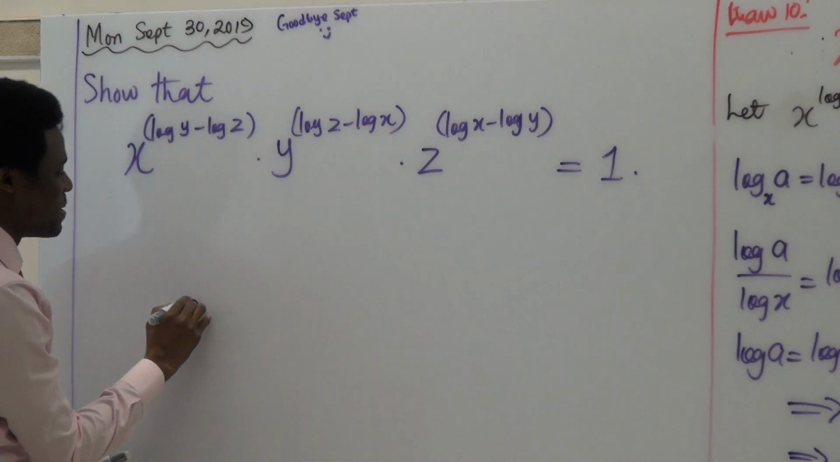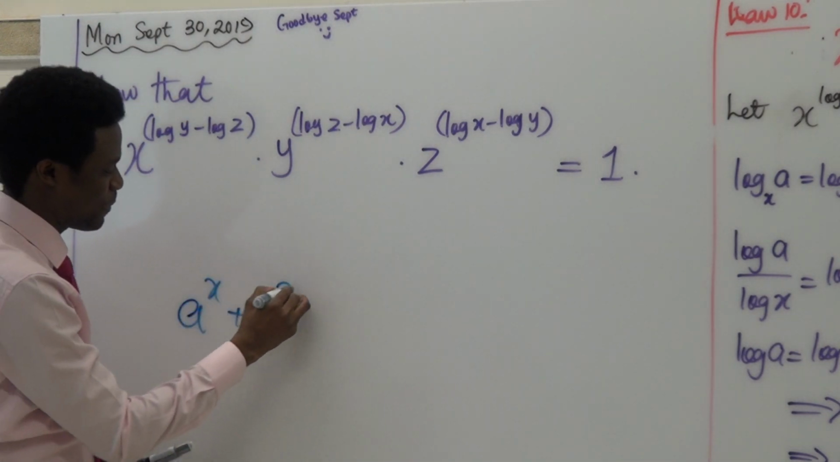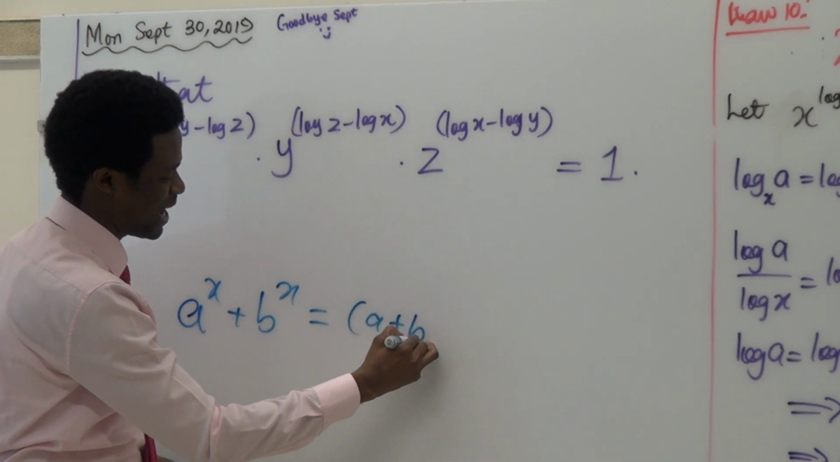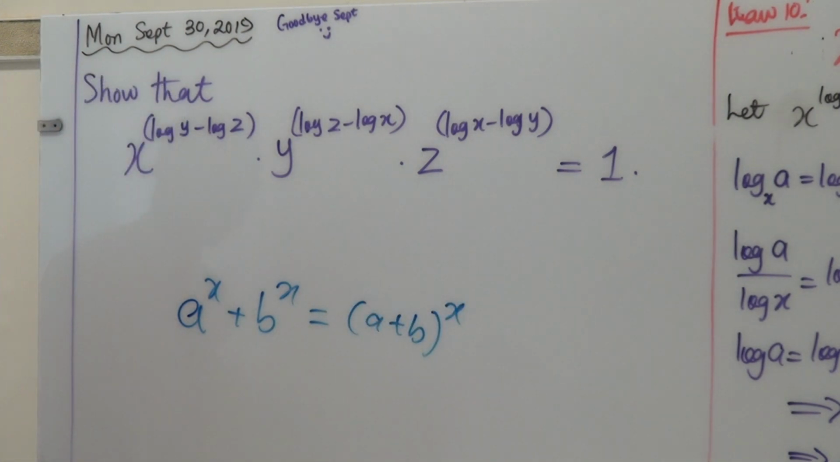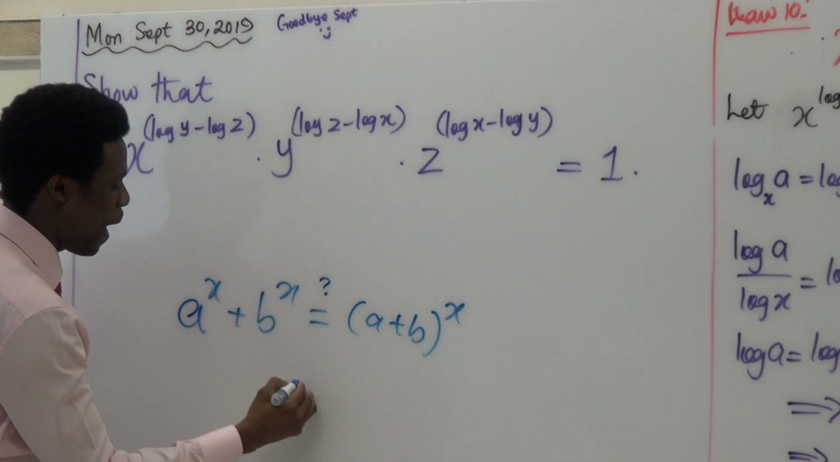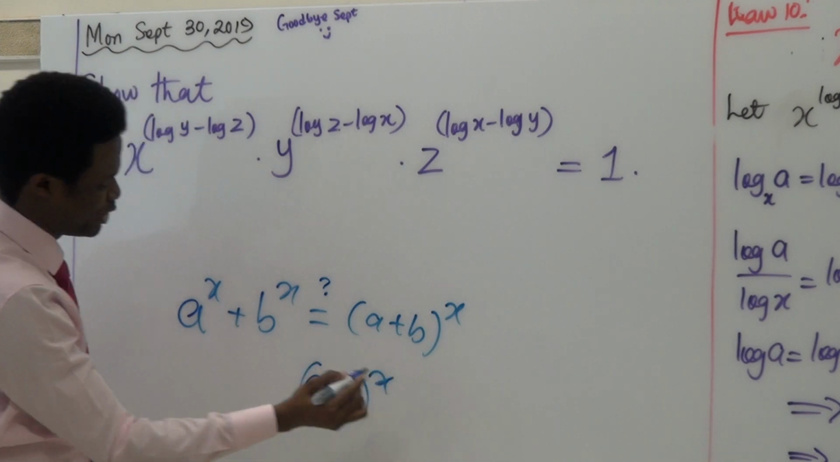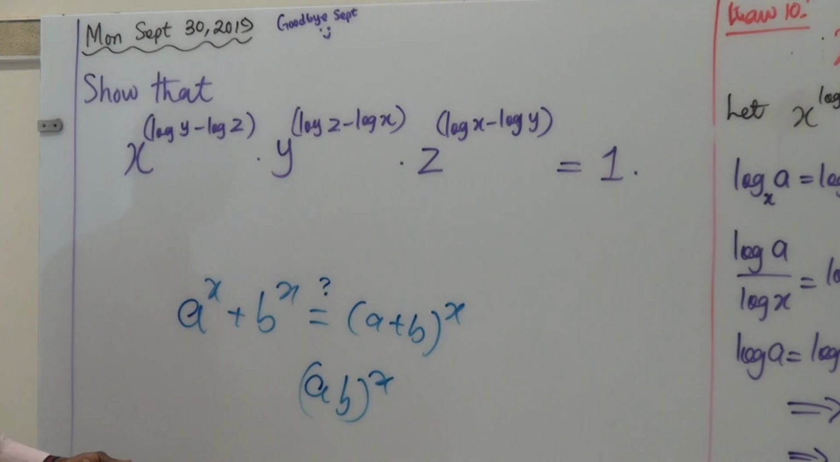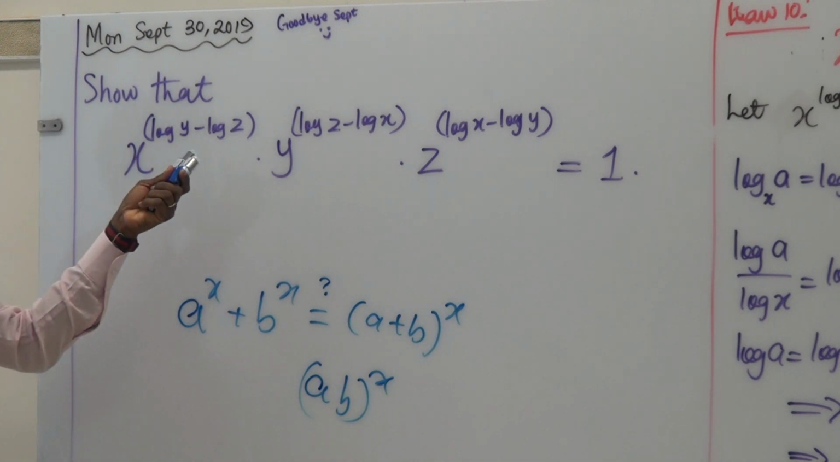Firstly, he kept asking me, a raised to power x plus b to power x, maybe it will be a plus b to power x. I'm like, dude, what has this got to do with anything? That's not even true. Or maybe it will be that. I'm like, dude, what are you doing? It has nothing to do with it. Do you get what I mean, right?